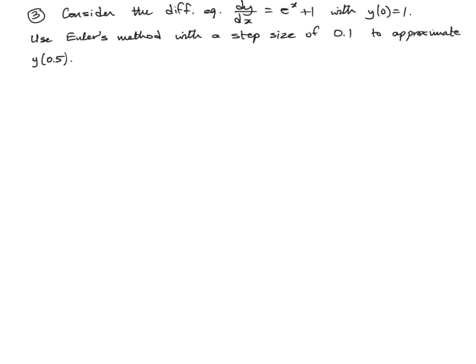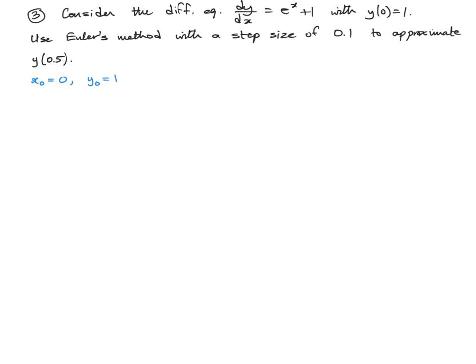Consider the differential equation dy/dx equal to e to the x plus 1 with y of 0 equals 1, and we're going to use Euler's method with a step size of 0.1 to approximate y of 0.5. So we start by listing out the original point, y of 0 equals 1, x0 equals 0, and y0 equals 1. Now what we're going to do is find an x1 and an x2 and an x3, etc. until we ultimately get to x something equals 0.5.